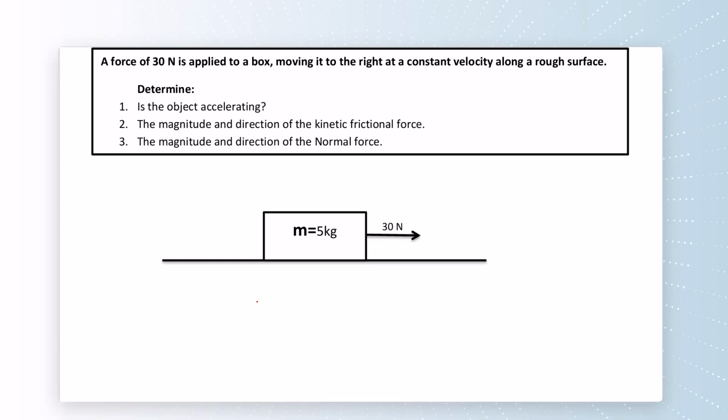Right, so here's a question. A force of 30 Newton is applied to a box, moving it to the right at a constant velocity along a rough surface. Okay, that was a statement. The question now: determine, is the object accelerating?